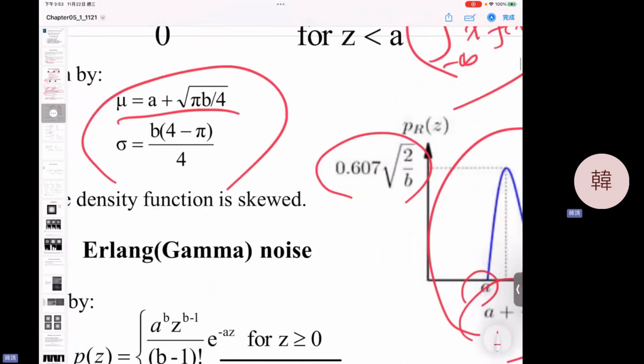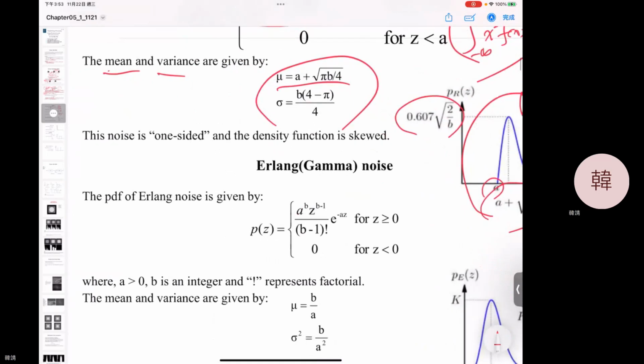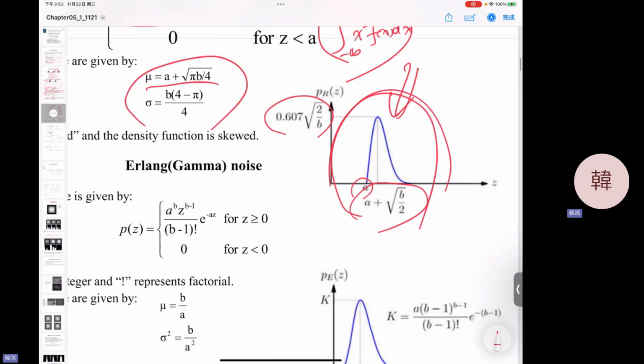And the third type is the Erlang, or gamma noise. So gamma noise is like this one. This is one-sided noise. It's not like the Gaussian in two sides, positive and negative, where your data will have some noise added and some noise subtracted. This one is always positive.